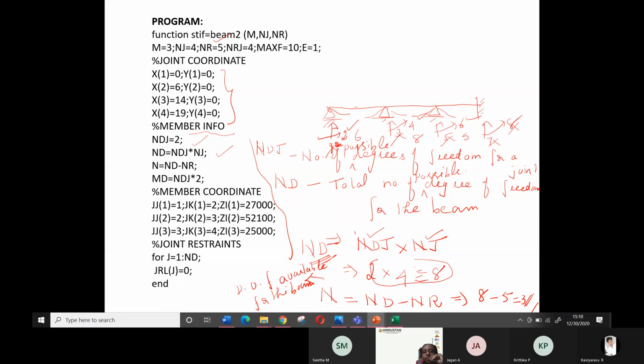We are calculating now what are the things restrained. 1 is restrained. 3 is restrained. 5 is restrained. 7 and 8 are restrained. So when you count it, 1, 2, 3, 4, 5, the number of restraints is 5. So the possible degree of freedom is 8. Among the 8, am I correct? Possible degrees of freedom are 2, 4, 6, 8. So among these 8, what are the things restrained? 5 are restrained.